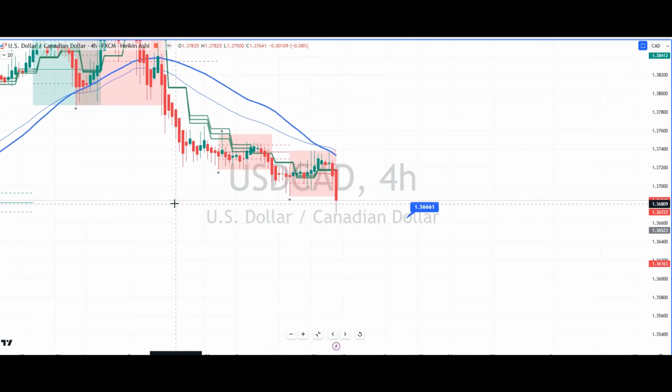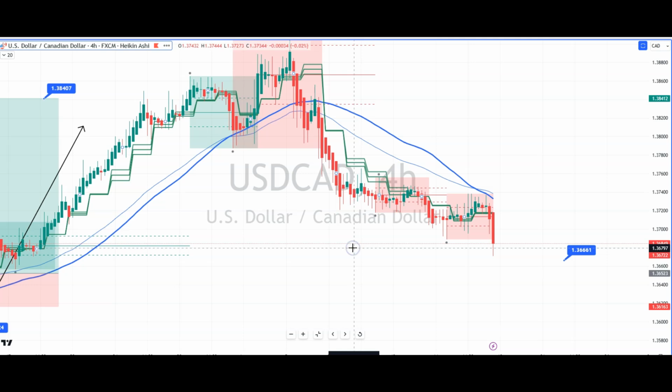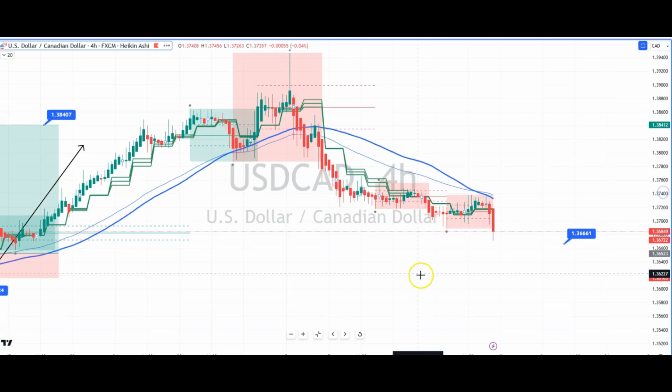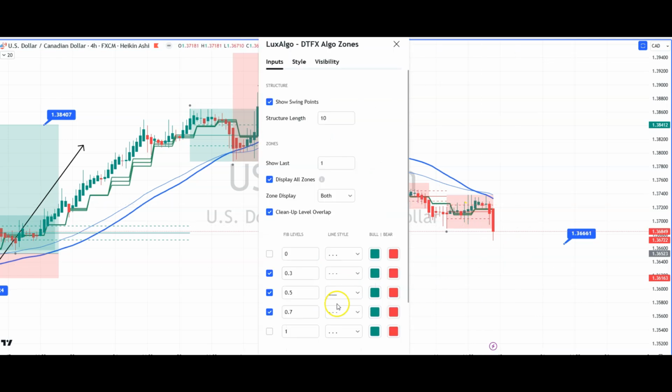Now, in terms of this tool here, how do I have mine set at now? I have mine set at 0.3. I'm going to change that to 0.5. And I'm going to change that to 0.618. And I'm going to change that to 0.79. Okay.